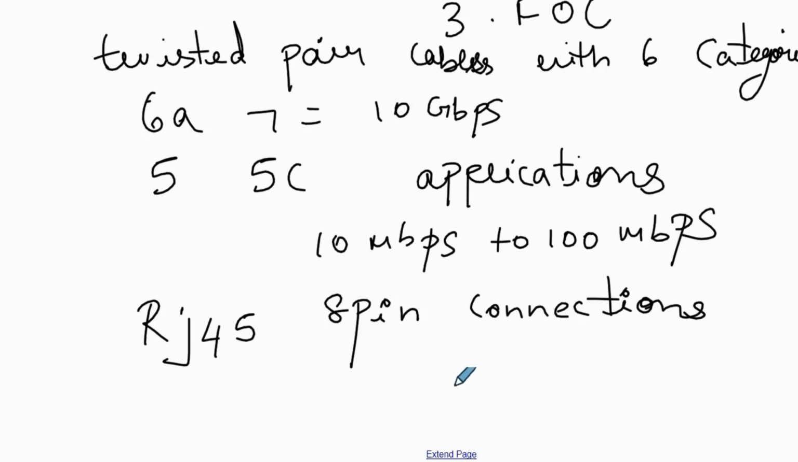I am ending my session with half duplex mode and full duplex mode. In the upcoming week I will explain half duplex mode and full duplex mode.